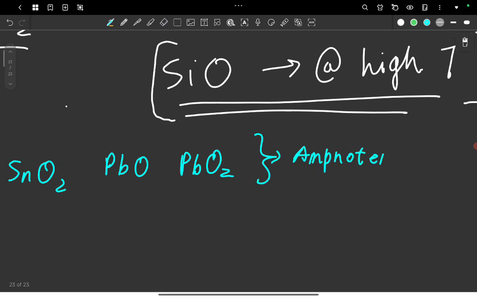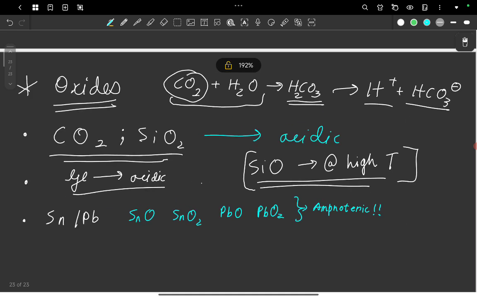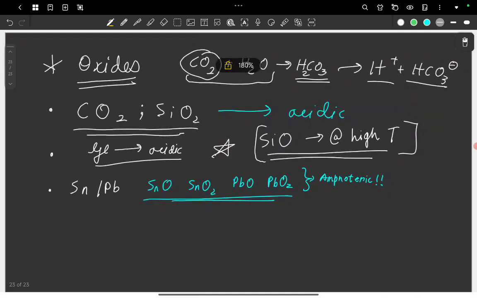Not basic. I know they have high metallic character, but the NCERT calls them amphoteric, so you have to call them amphoteric. If your father's name is Ramesh Kumar and NCERT tells you that no, it is Rajesh Kumar, you have to come to terms with the fact that your father's name is Rajesh Kumar. Forget who Ramesh is. Your father's name is Rajesh. This was no offense, just to understand the importance of what NCERT says, okay?